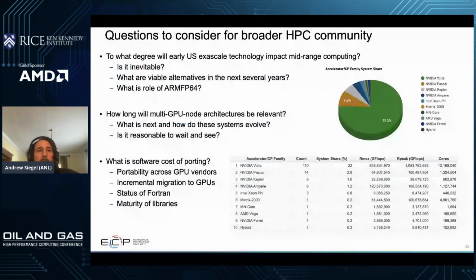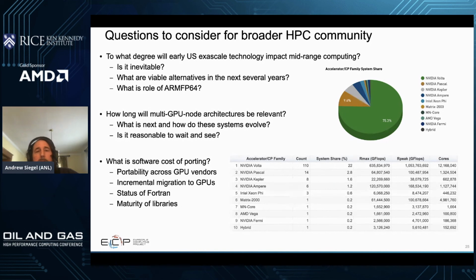So much depends on your own circumstance. But if I say, to what degree is this technology going to impact mid-range computing, I'd say a significant impact is highly likely, and there's an impact already. Okay, what are there viable alternatives? Absolutely. There doesn't have to be a huge rush.